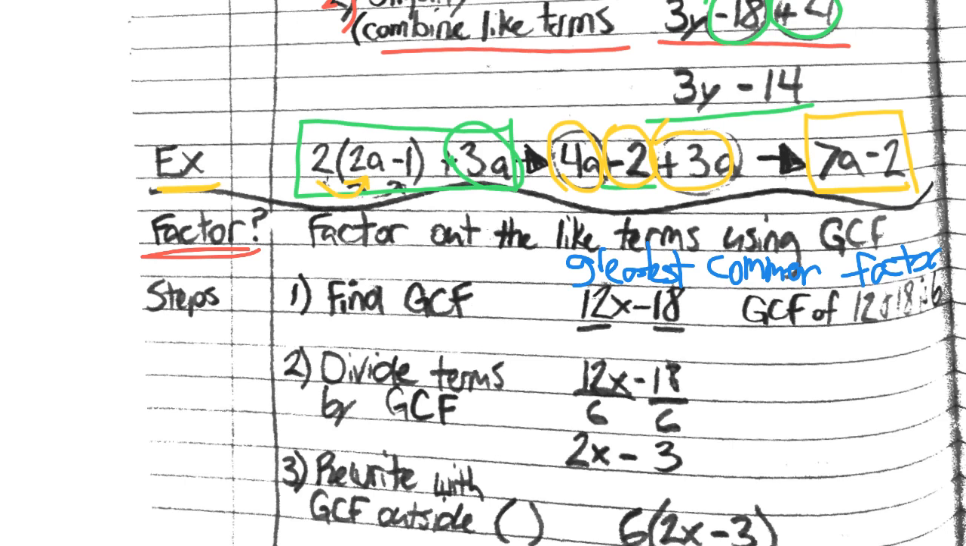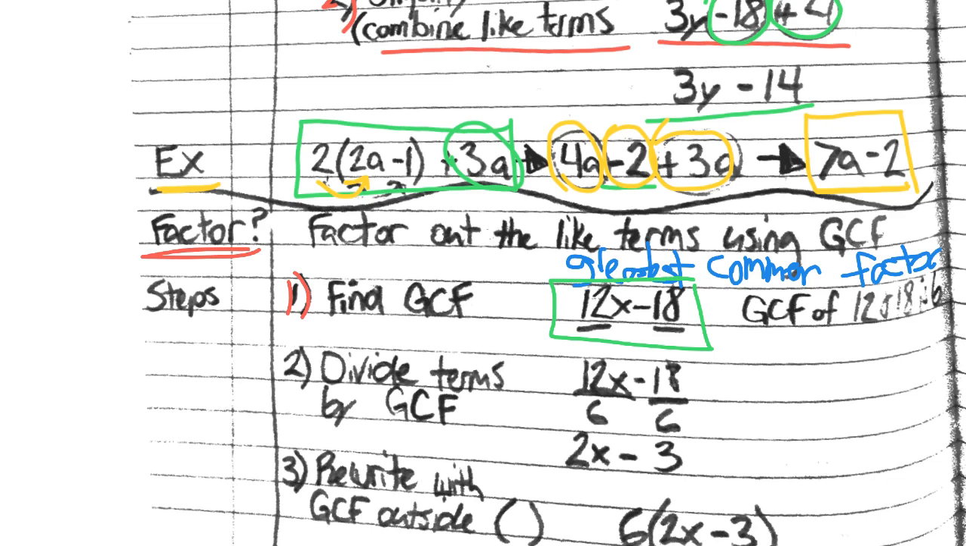So, you'll get a little refresher if you forgot about it. Our first step is to find the greatest common factor, the GCF. So if we were given this expression, 12x minus 18, we are looking for the biggest number that goes into 12 and also goes into 18.